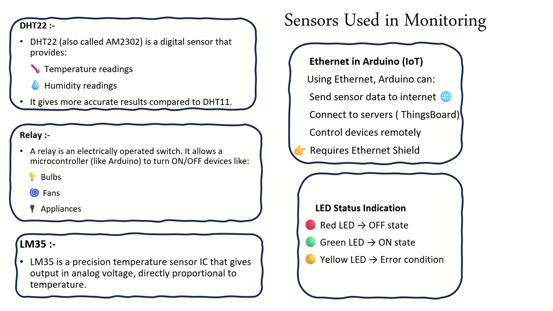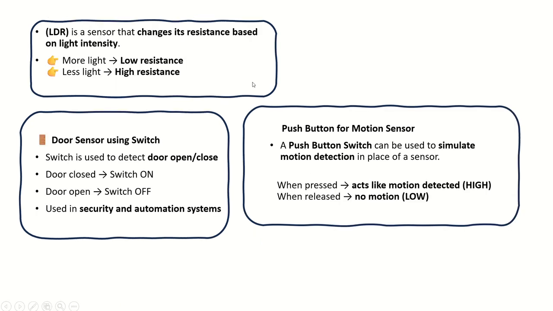Next, LDR. LDR is a sensor that changes its resistance based on light intensity. More light, low resistance; less light, high resistance. We have used the LDR in our Node 2 program and connected it to pin number A1.